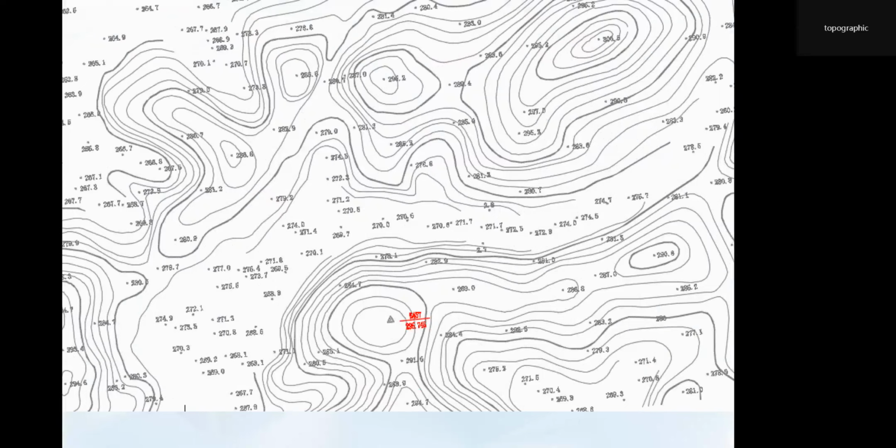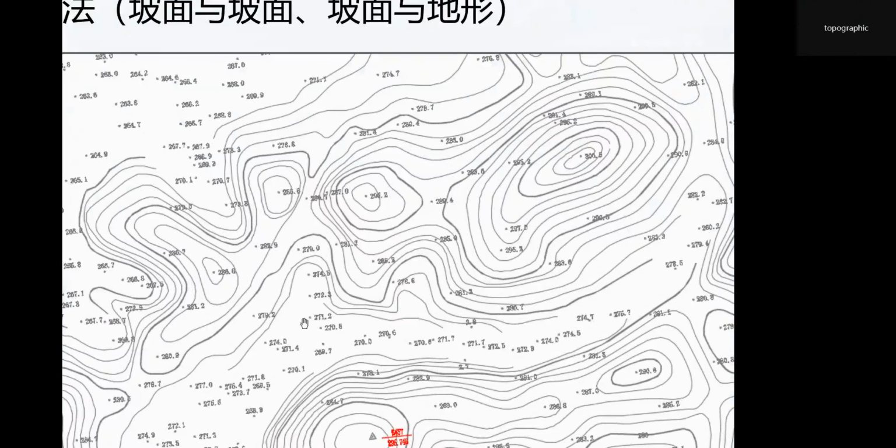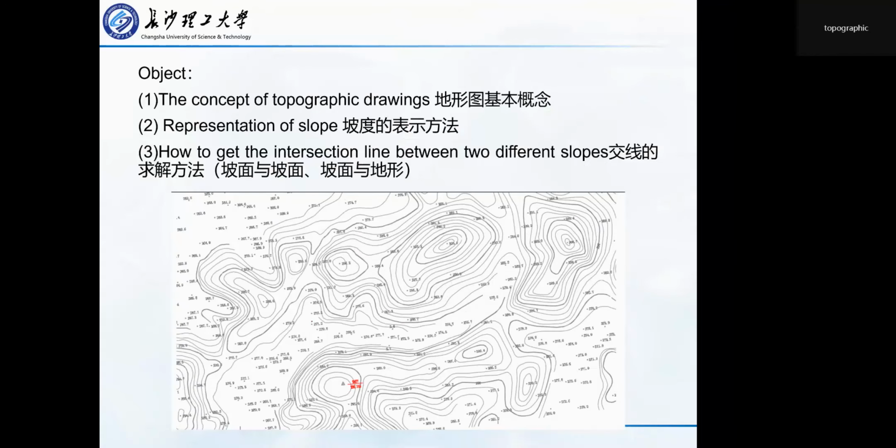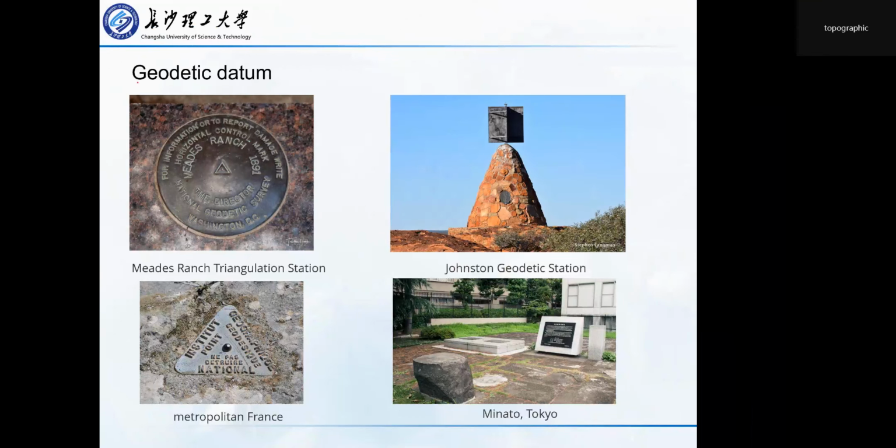The elevation is the vertical distance from here to the sea level. And there are many ways to determine this number, the elevation point. Here we call the original data point the geodetic datum.